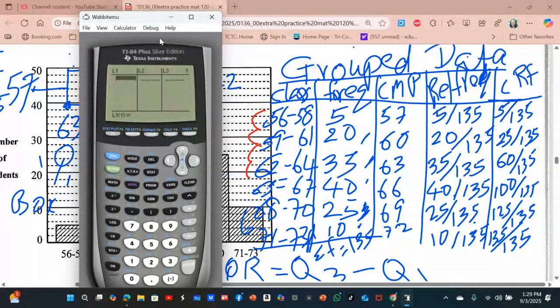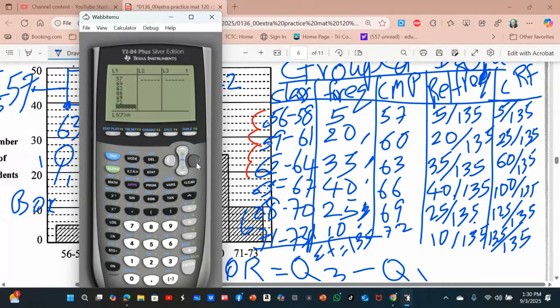Anytime you have grouped data, you have class midpoint. Class midpoint is the class representative. So what you do is put in the class midpoint in list 1. When you finish, I'm putting it in now, the class midpoints in list 1. So all the class midpoints are in list 1 now.